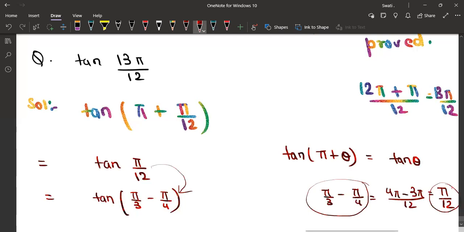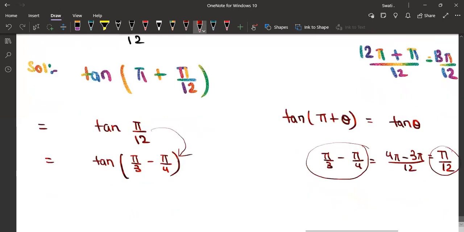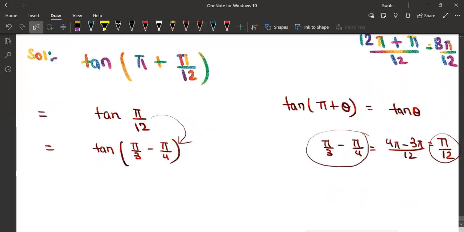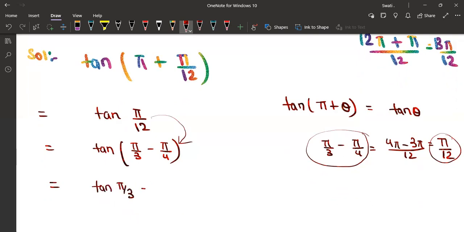Now, as soon as I get these two angles, we can write the angles in two ways, either in the degree form or in the radian form. In the radian form, we just include the pi. In the degree form, we just have the angle like 60, 45, 35, 95, like that. So now, this angle is clearly in the form of tan A minus B, right? We know the formula of tan A minus B. It is tan A minus tan B upon 1 plus tan A tan B.